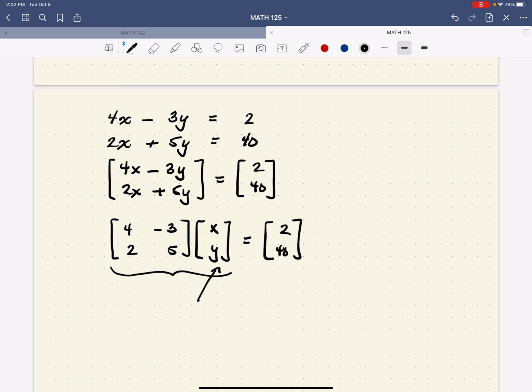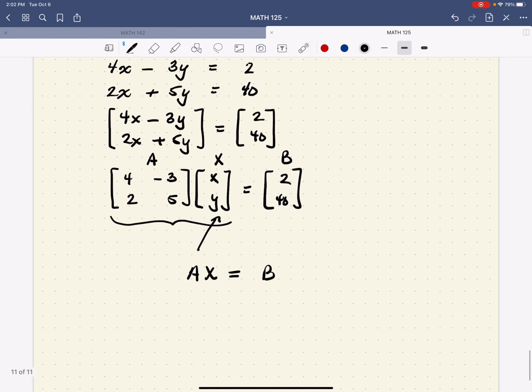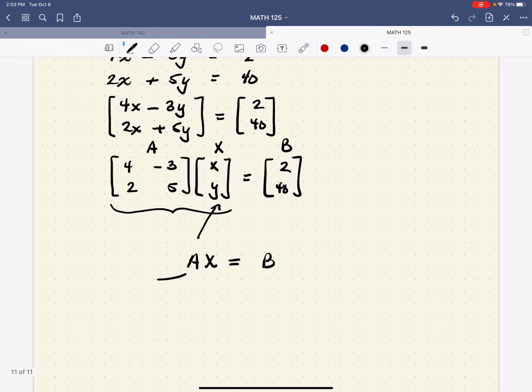So I'm going to rename a couple things. I'm going to call this matrix A, this matrix capital X, and this matrix over here B. So we have a system of the form AX equals B. This A is a 2 by 2 matrix, and you notice it's just the coefficients of the variables. This is a 2 by 1, and this is a 2 by 1. If you think back to matrix multiplication, those dimensions match up.